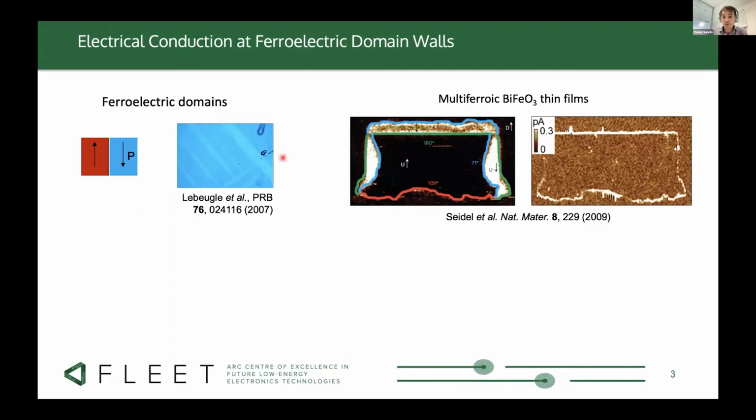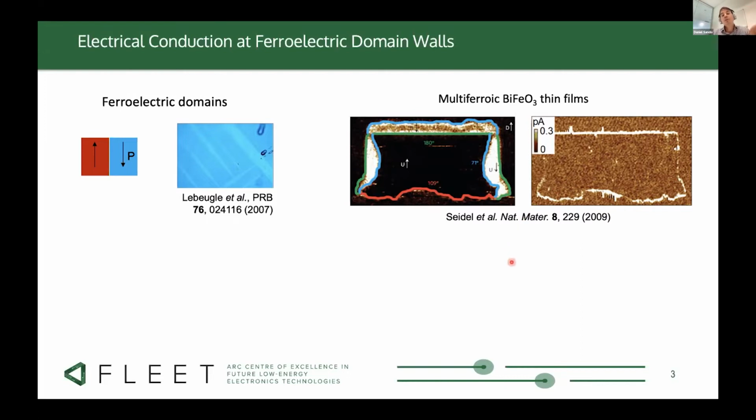In this material, bismuth ferrite, which I'm going to call BFO from now on, if you create domain walls where you have polarization directions going in different directions, at some of these boundaries, if you measure the electrical conductivity of your material, you actually see some hot spots here. Essentially this material is an insulator, but at these domain walls, you have higher levels of conductivity.